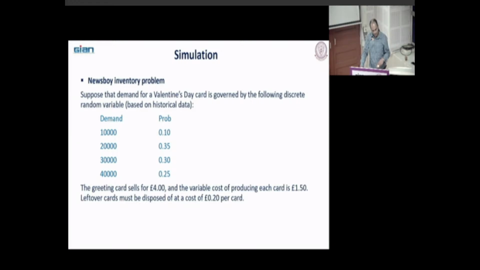News vendor inventory problem. Suppose that the demand for Valentine's Day cards is governed by the following discrete random variable. So this is the demand and this is the probability. You sell the greeting cards at 4 pounds, the variable cost is this one, and the leftover cards must be disposed of at 20 pence per card. How much should we produce? Any idea? How much should we produce?